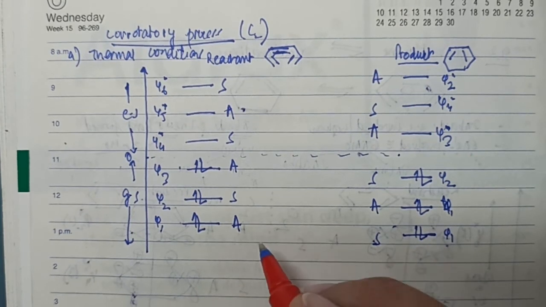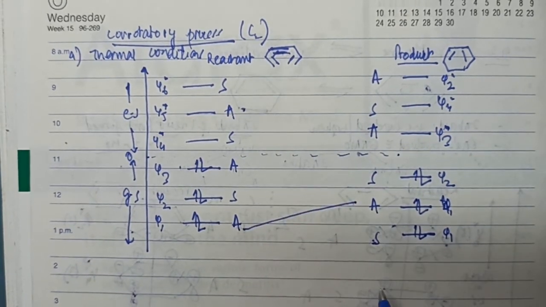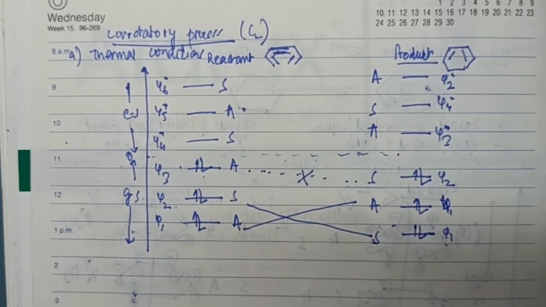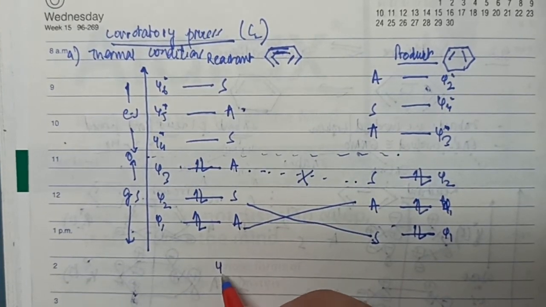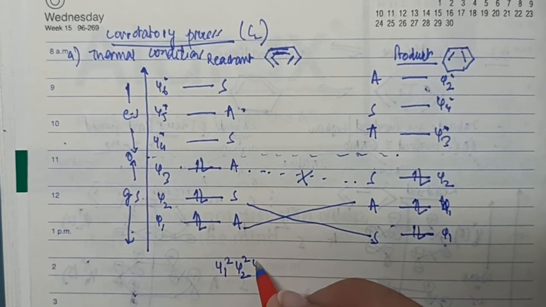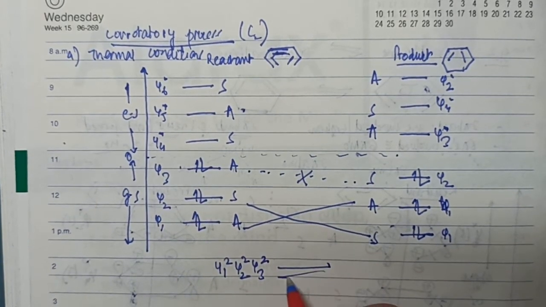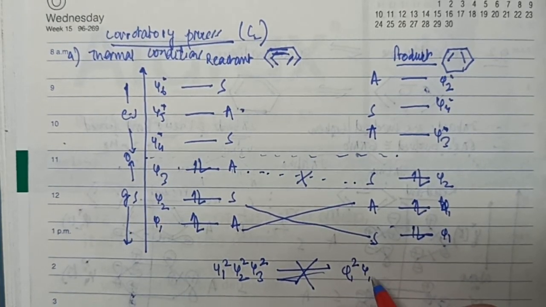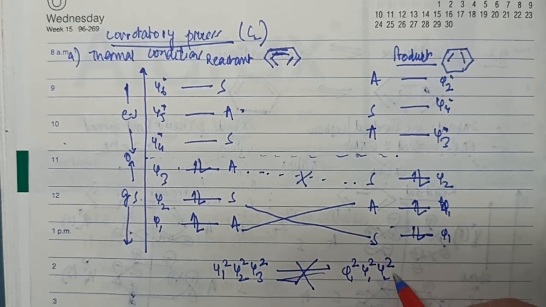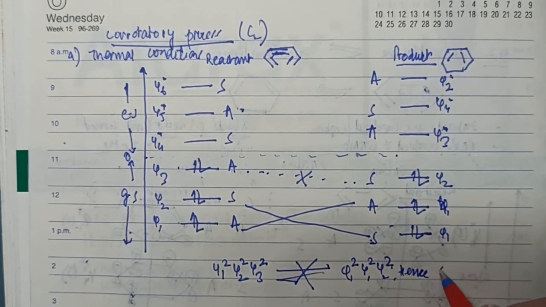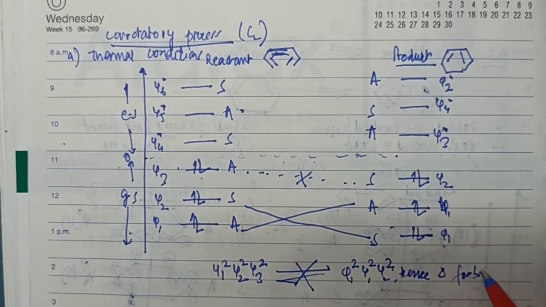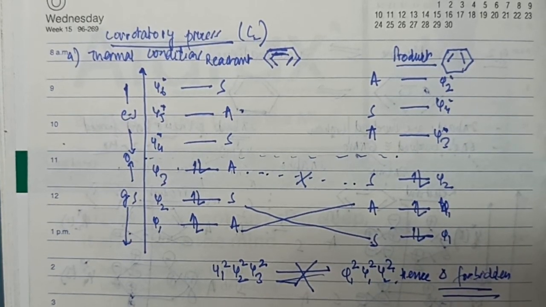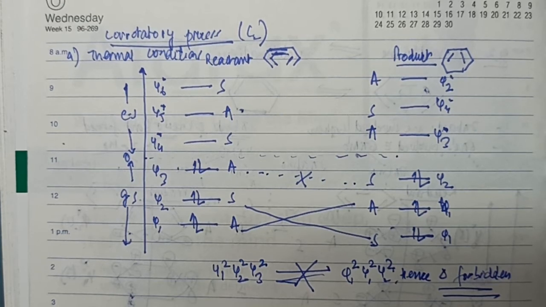Now let's check the correlation. A correlates with A, perfectly alright. S correlates with S, perfectly alright. But here there is a mismatch. Therefore, I can say psi 1, psi 2, psi 3 do not correlate with phi 1, psi 1, psi 2. Hence, this reaction is thermally forbidden. Right? Because there is no correlation, because there is a mismatch in the ground state.